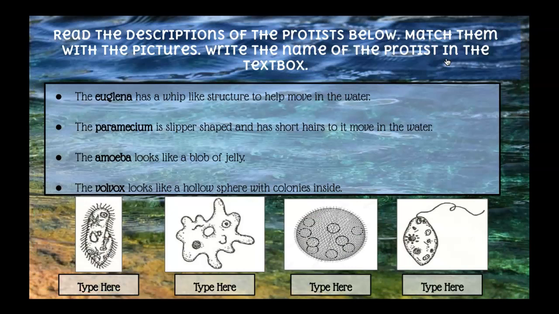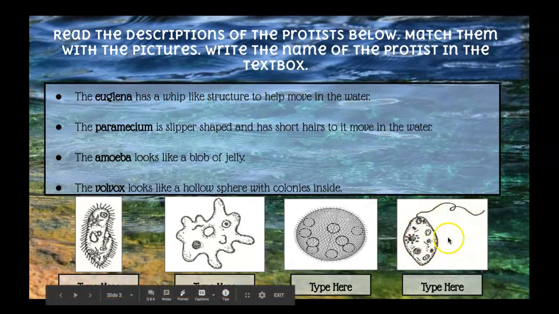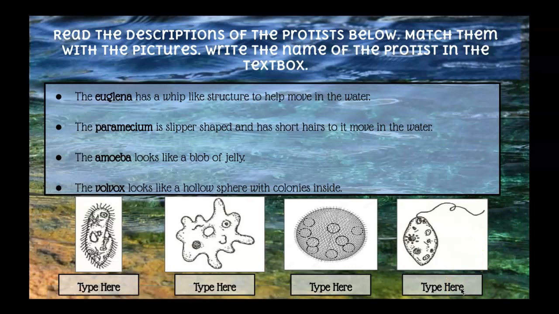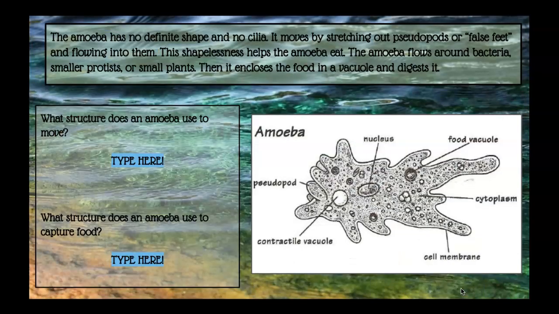Now, after you read that, you need to look at the 4 descriptions below of the 4 protists and match them with the picture. You'll type the name of the protist in the text box. For example, this first description says the euglena has a whip-like structure to help it move in the water. So this guy right here has to be my euglena because it has this little whip-like tail that moves it around in the water. So in this little box right here where it says type here, I would type euglena. And then you read the other 3 descriptions and figure out which protist belongs to that description.